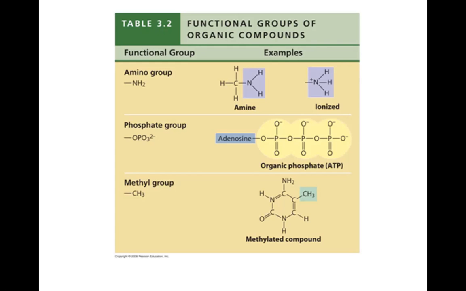And you can see here in the figure that they show it's attached to an adenosine. And this one would be adenosine triphosphate because there are 3 phosphates. And then methyl groups are CH3, and they're typically attached during a process called methylation. And so there are a variety of compounds that are methylated.